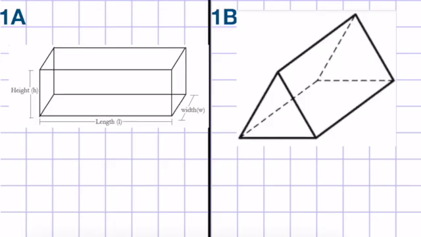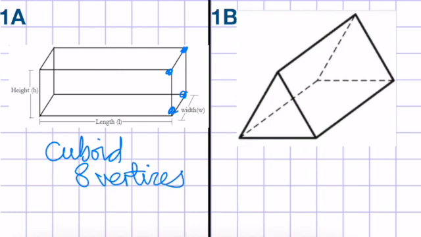Number 1A and 1B, I would like you to give the name of each 3D shape and the number of vertices, please. So pause the video. I want name and number of vertices. Okay, so the name of this shape is a cuboid. Vertices: 1, 2, 3, 4, and the same on that side. So it has 8 vertices.